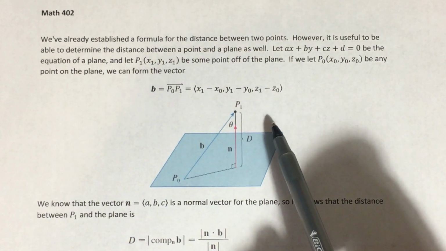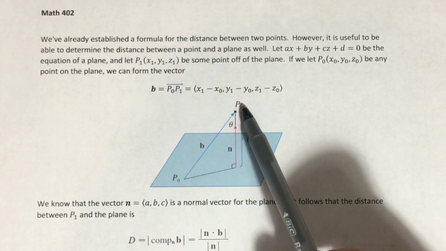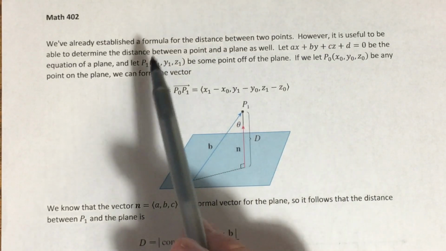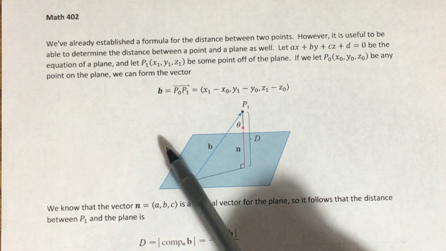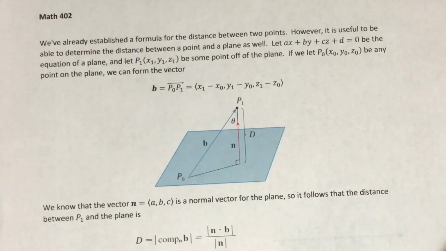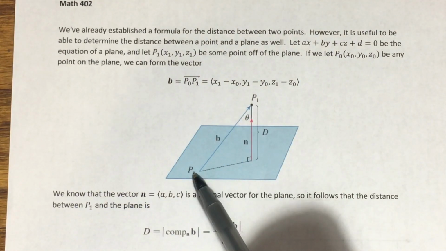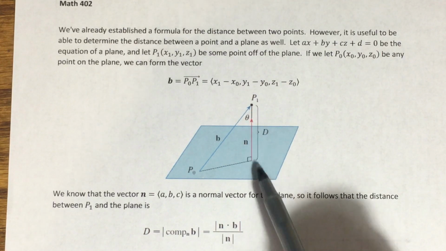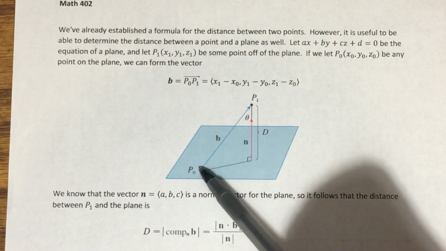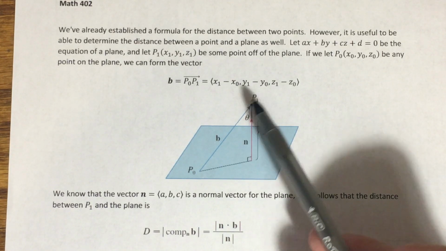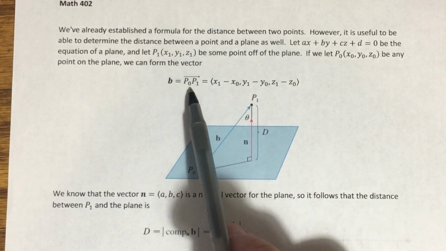Let's suppose that you have some specific point P1 that does not lie in this plane, and let's give it coordinates x1, y1, and z1. Now let's let P0 be literally any point in the plane. So we don't have to be careful about how P0 is chosen. It does not need to lie directly below P1. It could be anywhere. And what we're going to do is form a vector P0P1, and we're going to call it b. So that's right here.